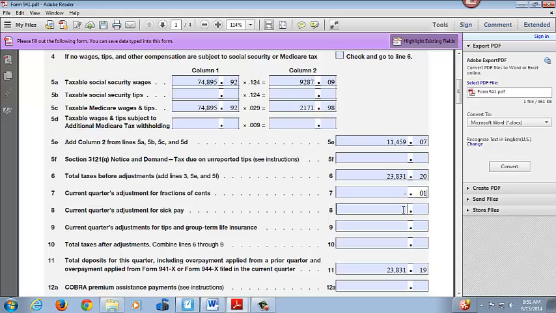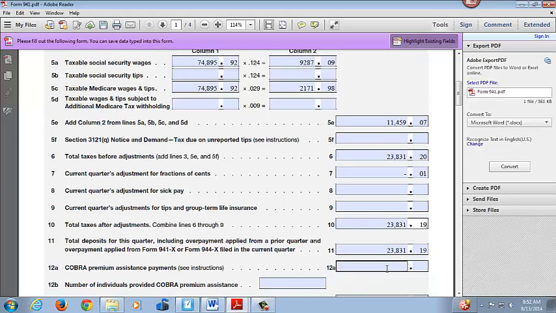When I do that, I can come down to line 10, and I'm not going to have anything for line 8 or line 9. On line 10 they want me to add up line 6 through 9, so I have my $23,831.20 minus a penny, so I get $23,831.19. At the end of the day, I want line 10 and line 11 to be equal.